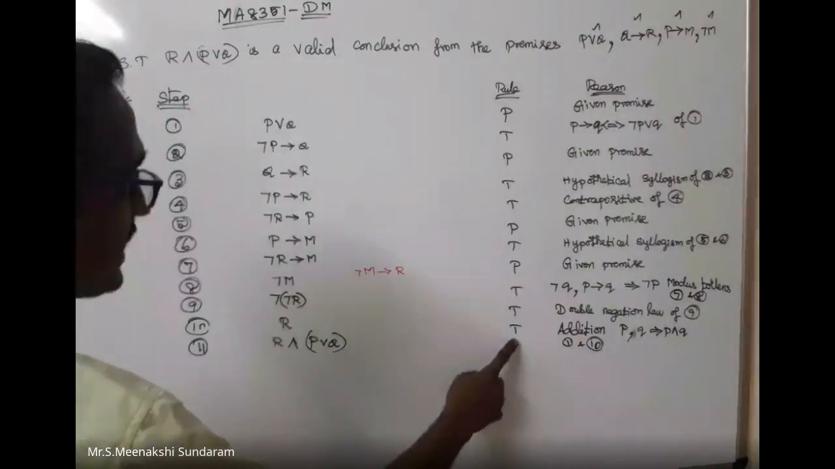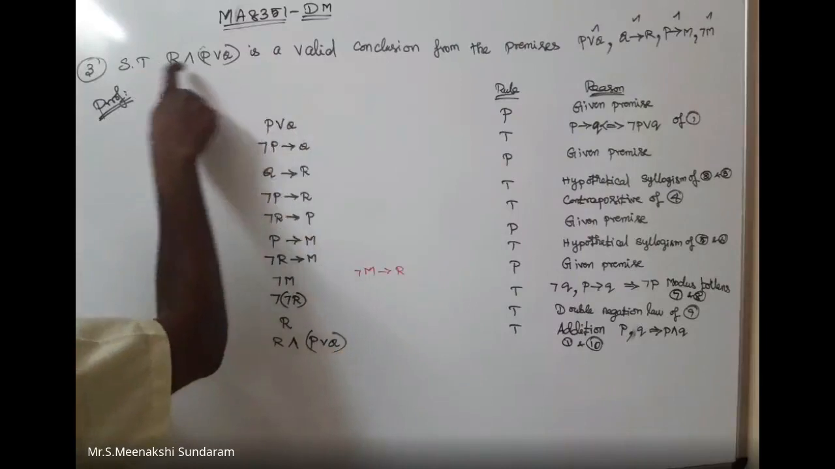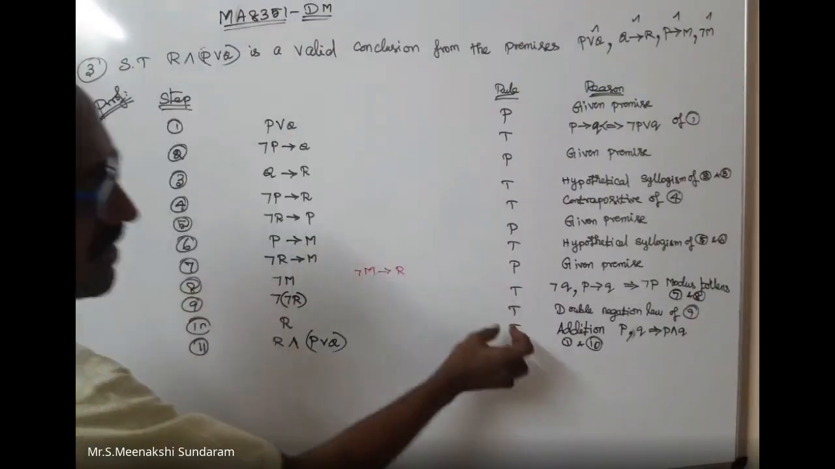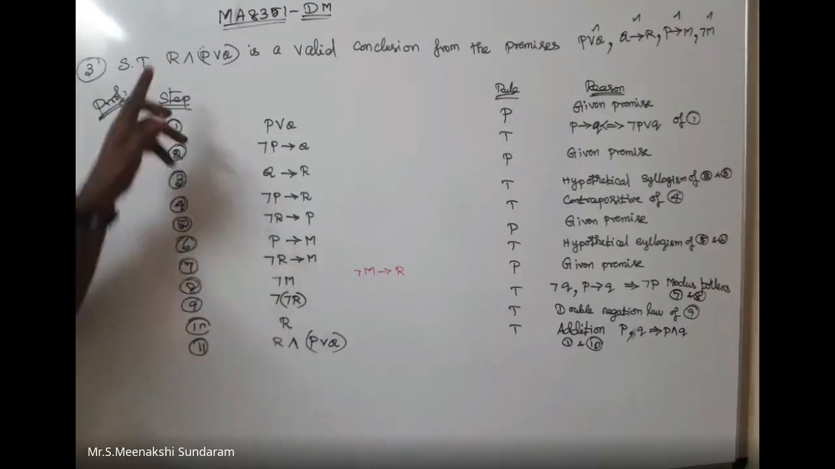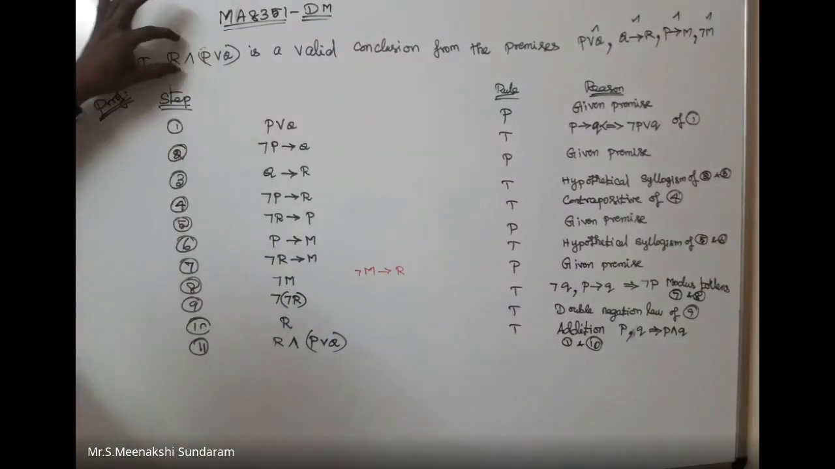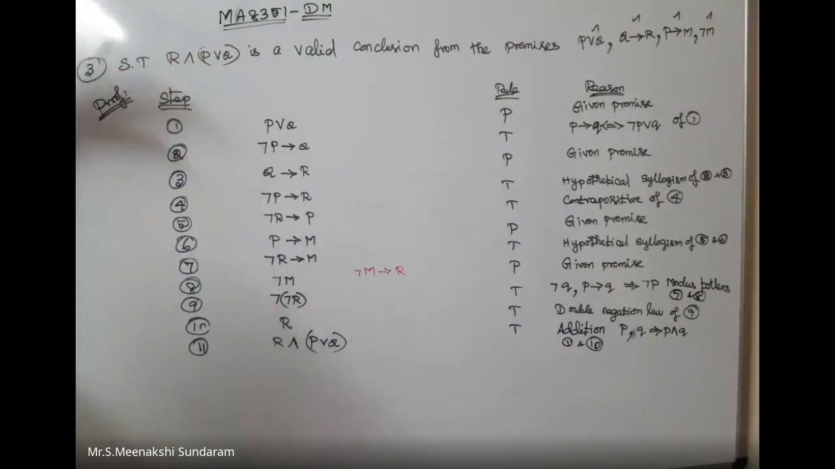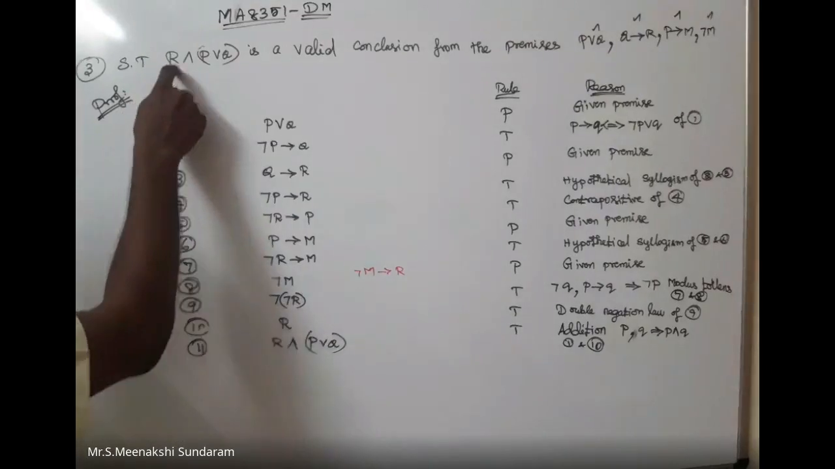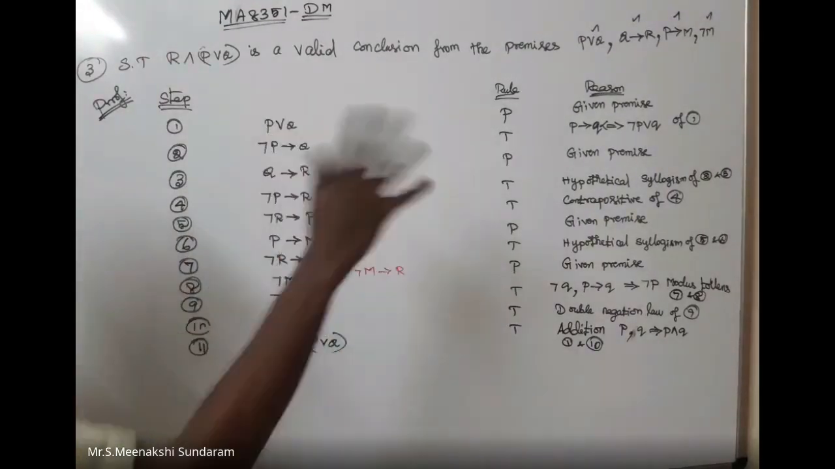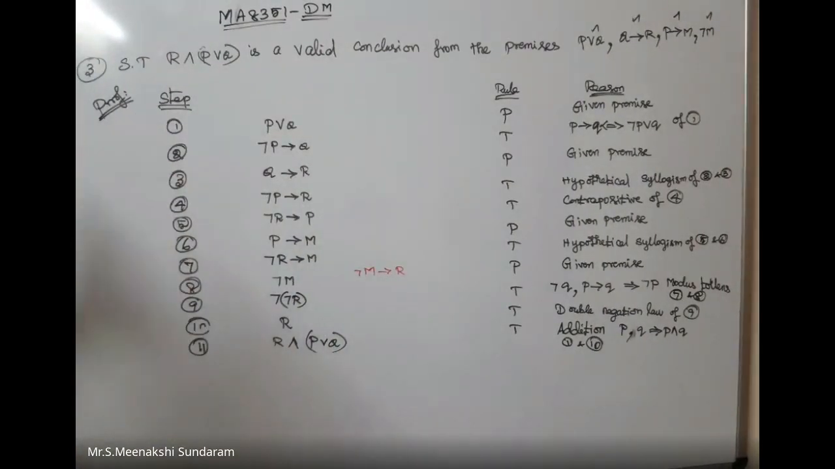Rule CP is only applicable when the conclusion is a conditional. Otherwise, don't use rule CP. Rule CP is only for places where the conclusion is a conditional. If a conditional comes, you have to add this R here as an additional premise. One step, additional premise.